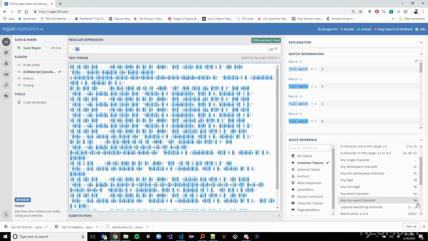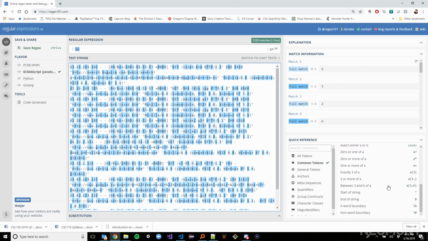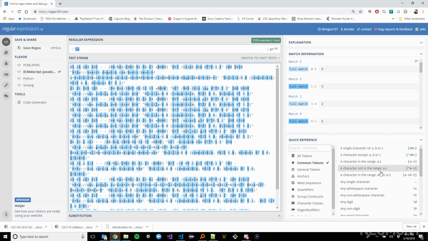These are the most common escape sequences. Get familiar with them, get comfortable with them. You will use these an awful lot as you try to express other things in regex. Now, one more thing I want to show you about escape characters.